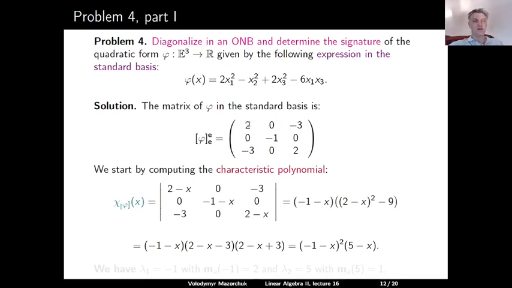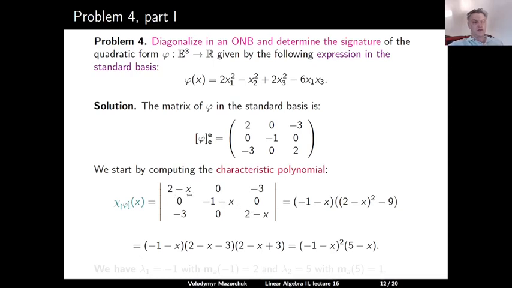It's a symmetric matrix, and we need to diagonalize it in an orthonormal basis. So as usual, we start any such diagonalization by computing the characteristic polynomial. The characteristic polynomial for this matrix is the determinant of the matrix which we obtain when we take our matrix and subtract x on the main diagonal.